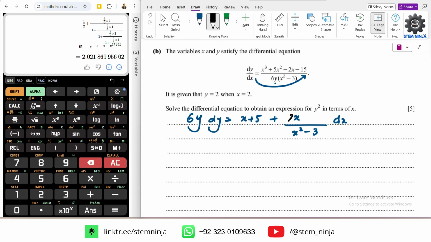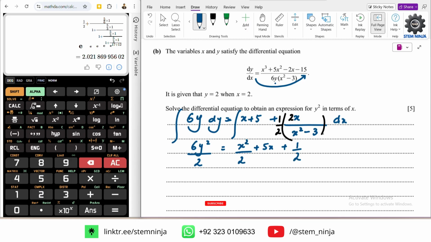You can have 1 over 2 over here, right? Okay, now when we integrate this, you have 6y squared over 2 equals x squared over 2 plus 5x plus 1 over 2. See, the derivative of the bottom expression, the denominator, is on the numerator, so this is ln of x squared minus 3 plus c, the constant of integration.